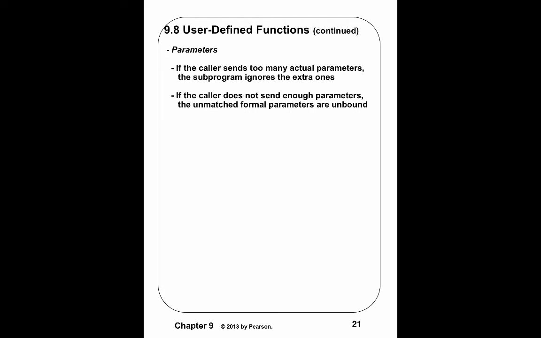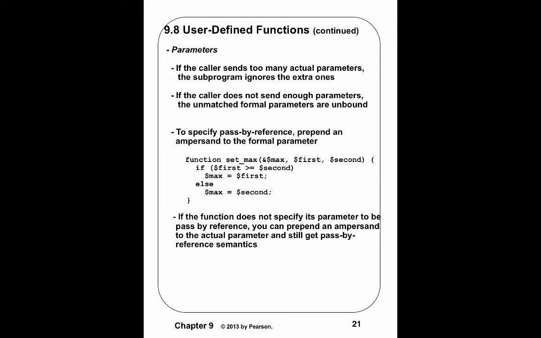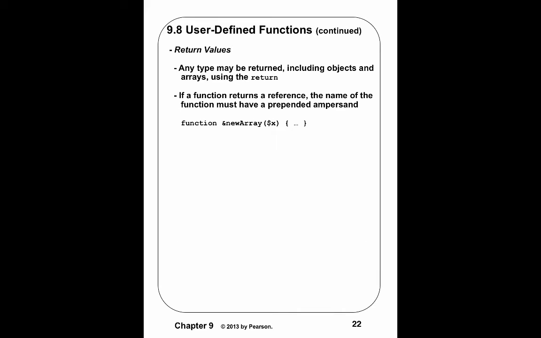Parameters. There are some properties about parameters, but instead of this sophisticated set of rules, just try and match the number of actual parameters with the number of parameters that the function requires, and you'll be fine. You can also pass values by reference using the ampersand operator. Returning values, you can use the return keyword, and if a function returns a reference, the name of the function must have an ampersand. So instead of returning a value, you return a reference to the value. But if you're unclear about references, don't worry about this for this subject.